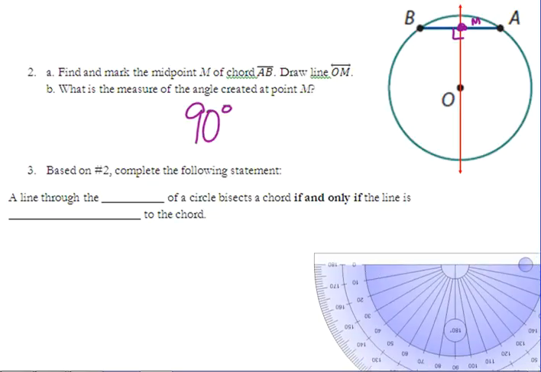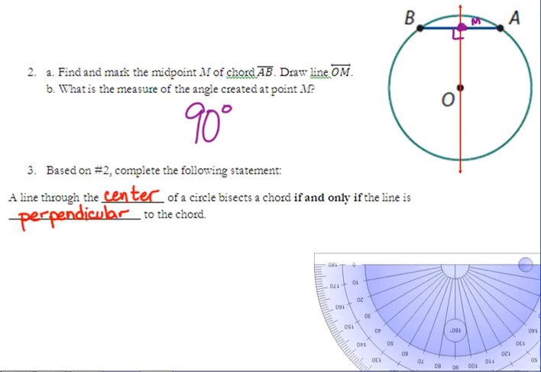Let's complete the following statement. A line through the center of a circle bisects a chord if and only if the line is perpendicular to the chord. So again, we've got that if and only if relationship. That means it can go both ways.